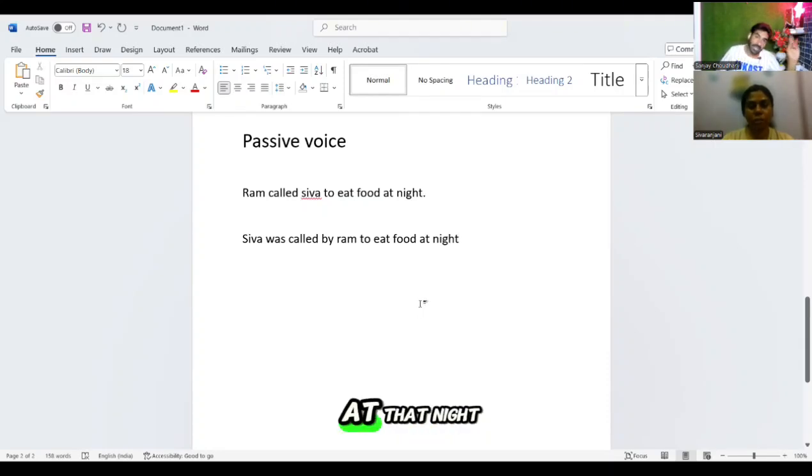Do you need "at that night" or "at night"? No, "at that night" would be in narration. This is not the narrative part. This is passive voice because we're not changing the tense. We are on the same pace, same situation. So we are only changing the voice. Ram called Shiva to eat food at night. Shiva was called by Ram to eat food at night.